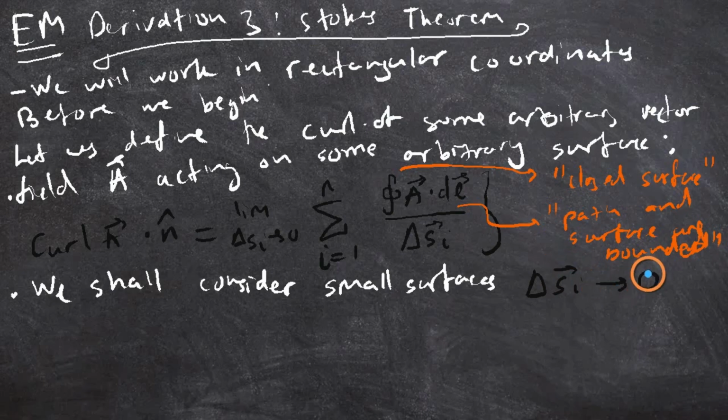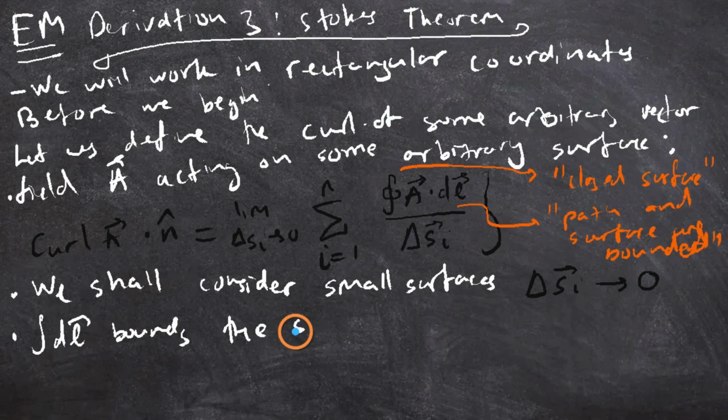So we're going to say in the limit that we make these surfaces so small, whether or not the surface in question is a cube, a square, or some weird shape, we are considering when you zoom into small surfaces. Then we say that dl, the path, bounds this particular surface delta S that we are considering. So there's a path bounding this particular surface.